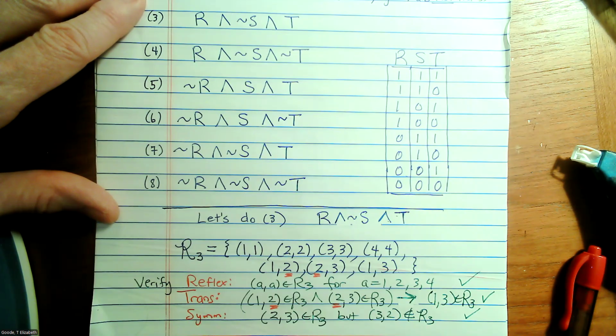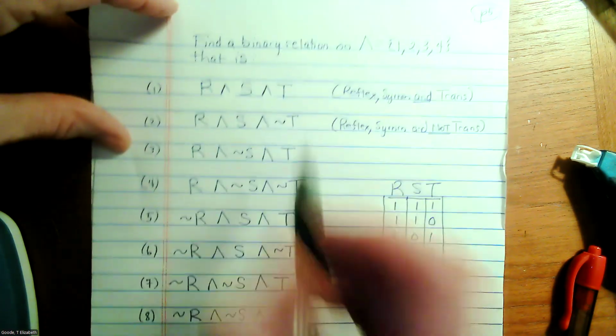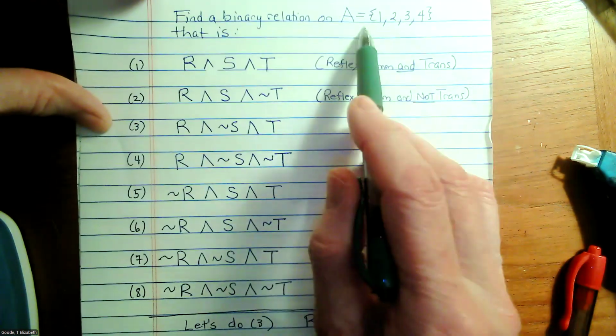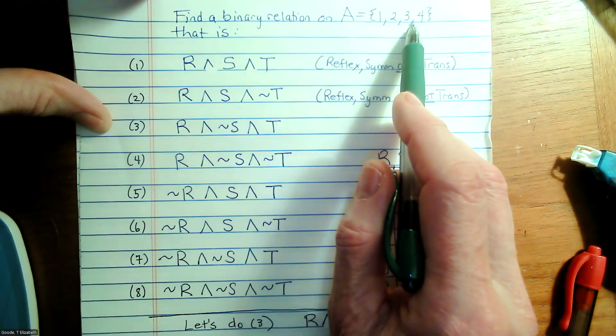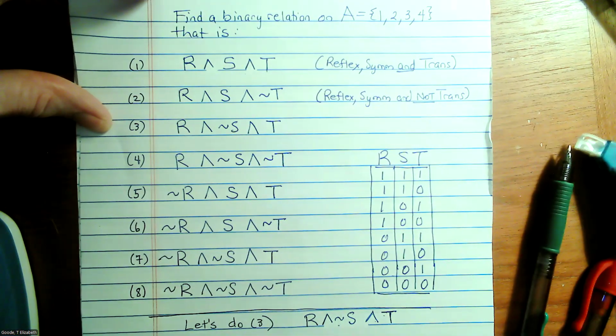Did you know that the empty relation is symmetric and transitive? Yeah, by false hypothesis. I didn't know that. There is a subset of A cross A called the empty subset, right? By definition, the empty relation is a binary relation from A to A. So that's an interesting fact. It's worth just saying a few words about.